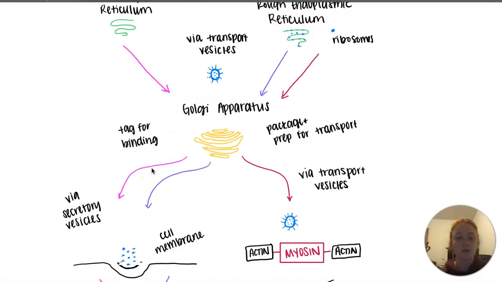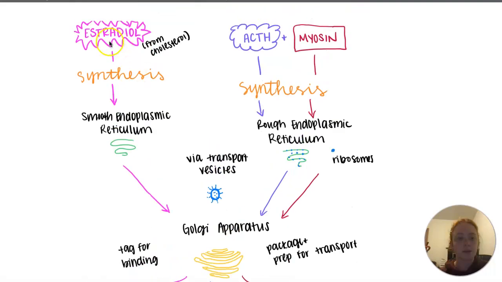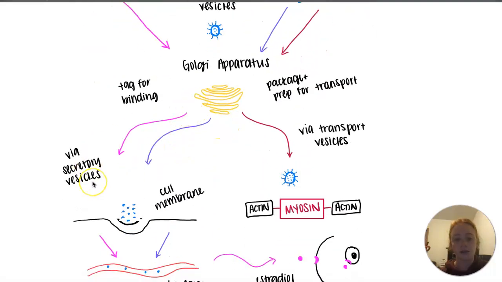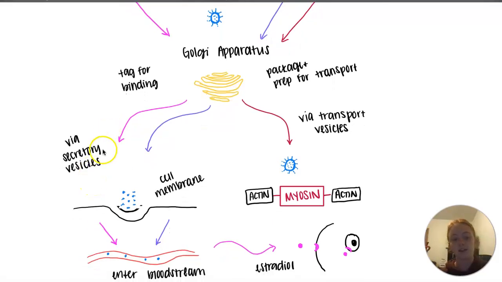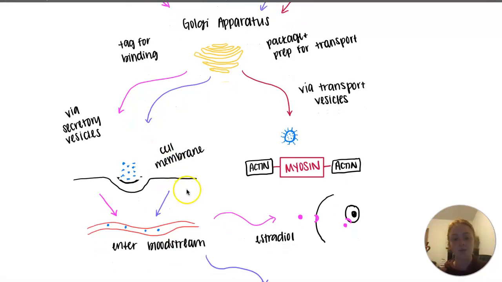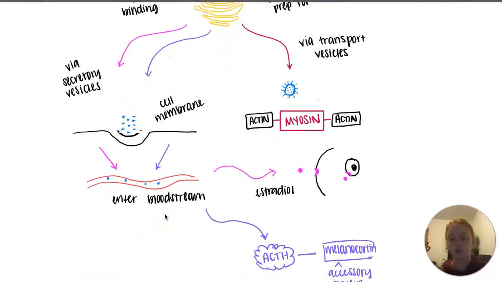Once it's transported to where it needs to go to bind to the actin, its job is done within the cell. Meanwhile, estradiol and ACTH are both sent outside of the cell. They are packaged into secretory vesicles, where my vesicle got cut off a little bit here, but that should be our secretory vesicle that allows for transport outside of the cell membrane. They exit the cell membrane, and then they both enter the bloodstream, which is how they're transported throughout the body.